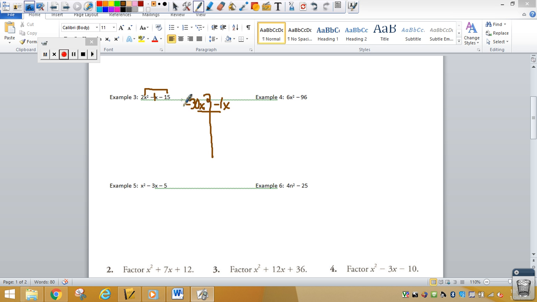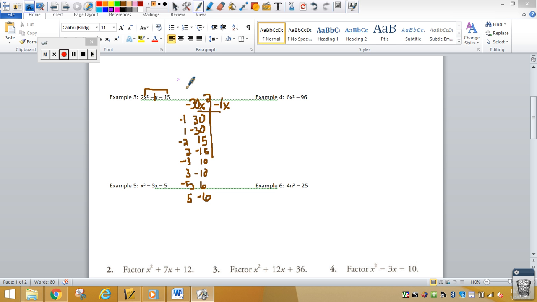Again, to multiply to get a negative, one's positive and one's negative. So I could do negative 1 and 30, or 1 and negative 30. I could do negative 2 and 15, or 2 and negative 15, or negative 3 and 10, or 3 and negative 10, or negative 5 and 6, or 5 and negative 6.